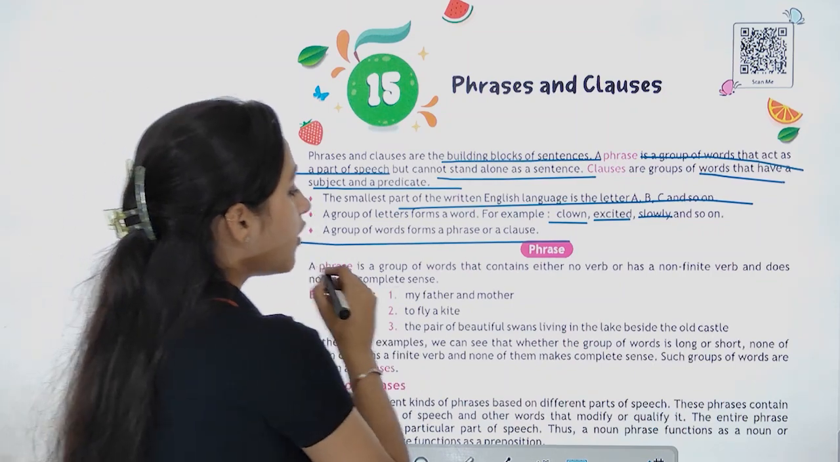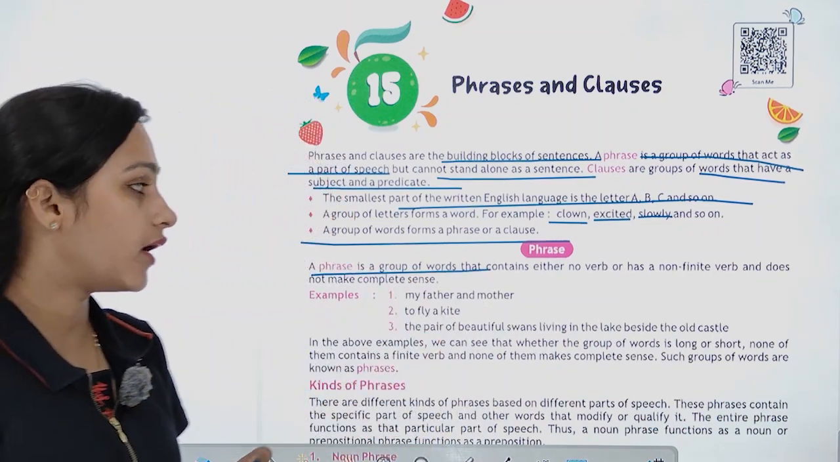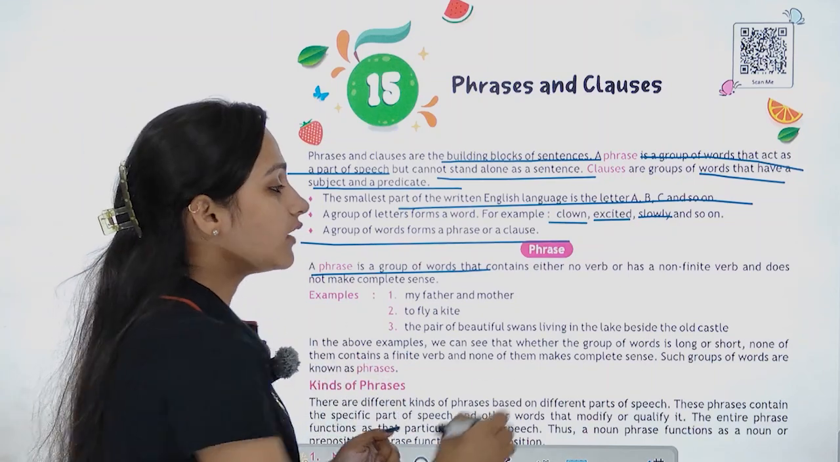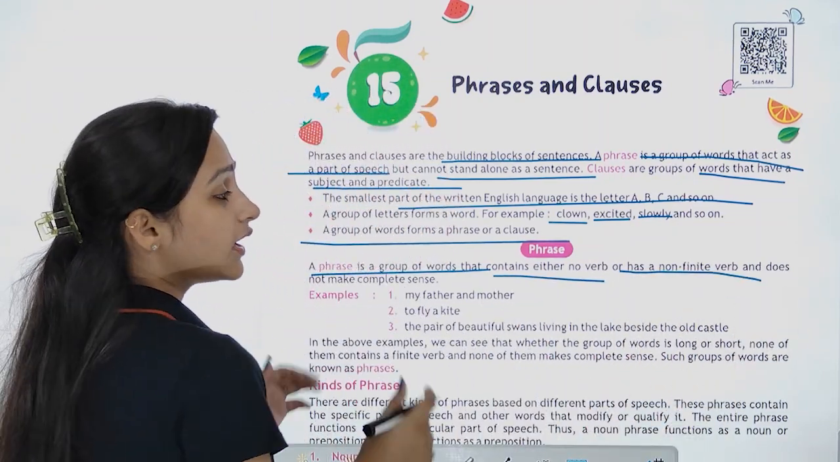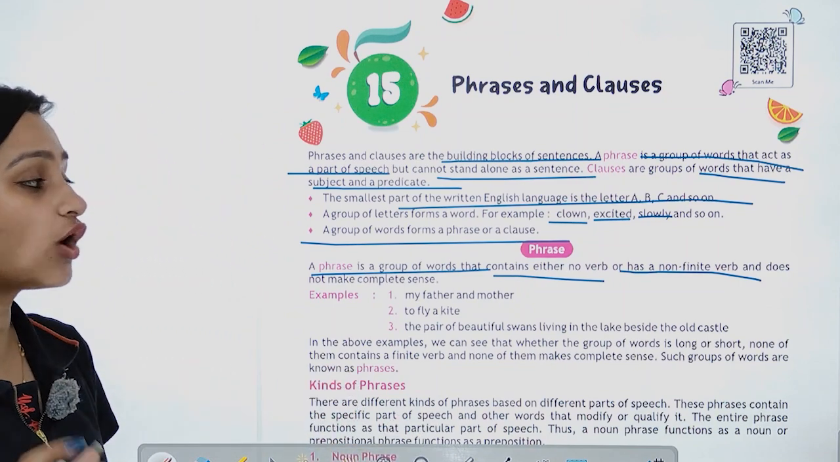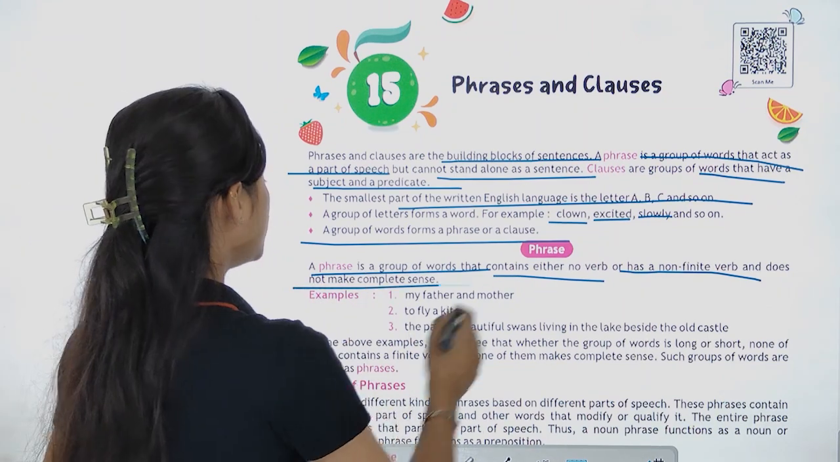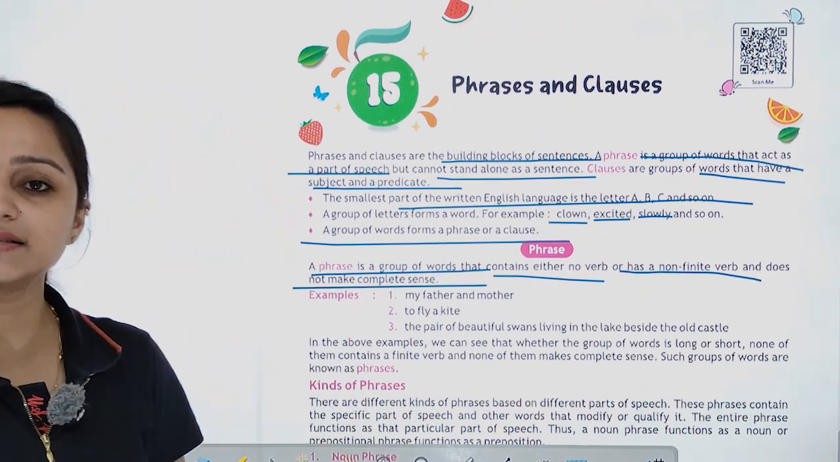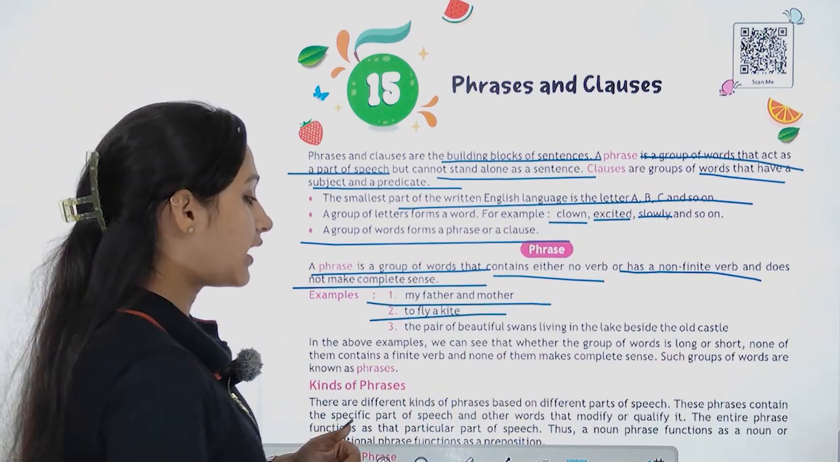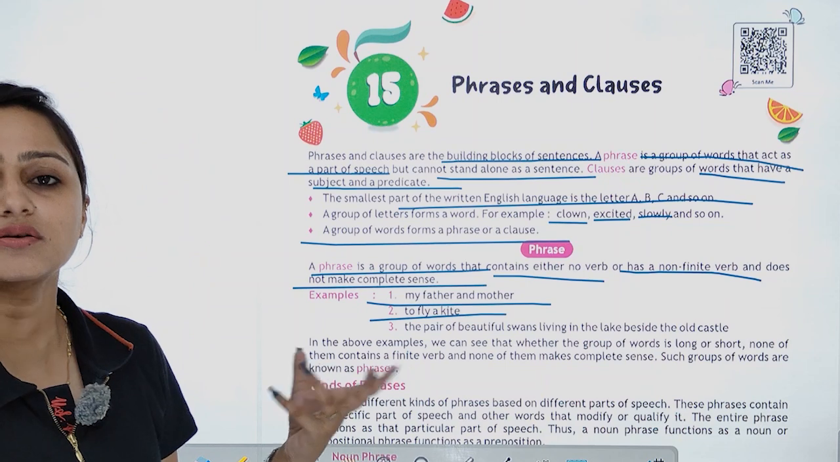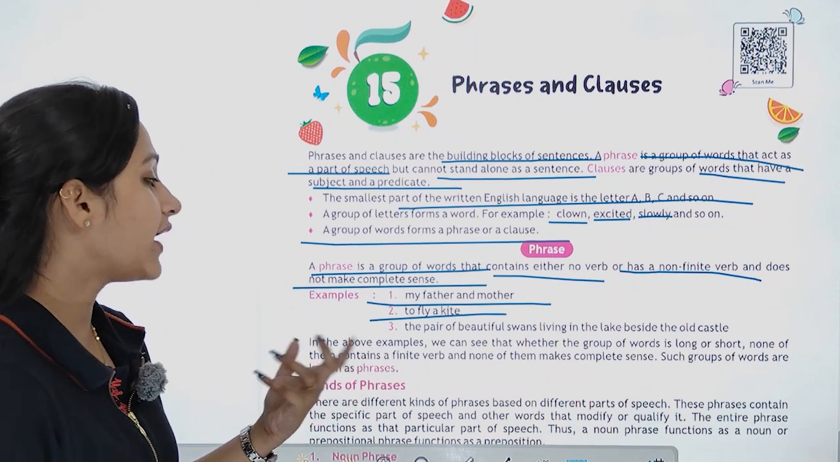A phrase is a group of words that contain either no verb, जिसमें कोई verb नहीं होती, non-finite verb होती है, and does not make complete sense और एक complete sense नहीं बनाता. Example: my father and mother to fly a kite. My father and mother what? कुछ है ही नहीं, verb भी नहीं है. To fly a kite what?